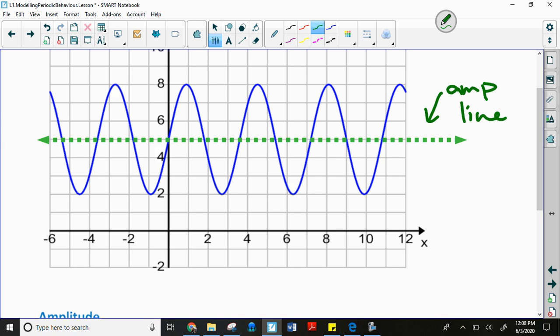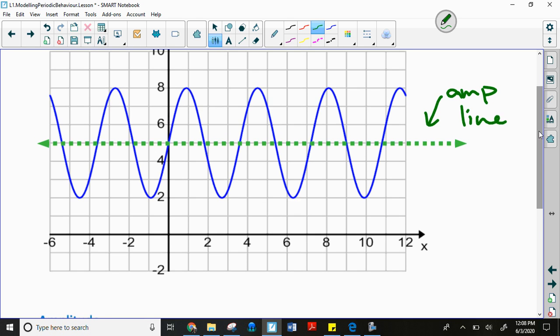I've heard some teachers refer to it as your average line, or it's a vertical translation up. So your vertical translation line, it's not an asymptote, but different teachers call it different things. I call it an amp line.